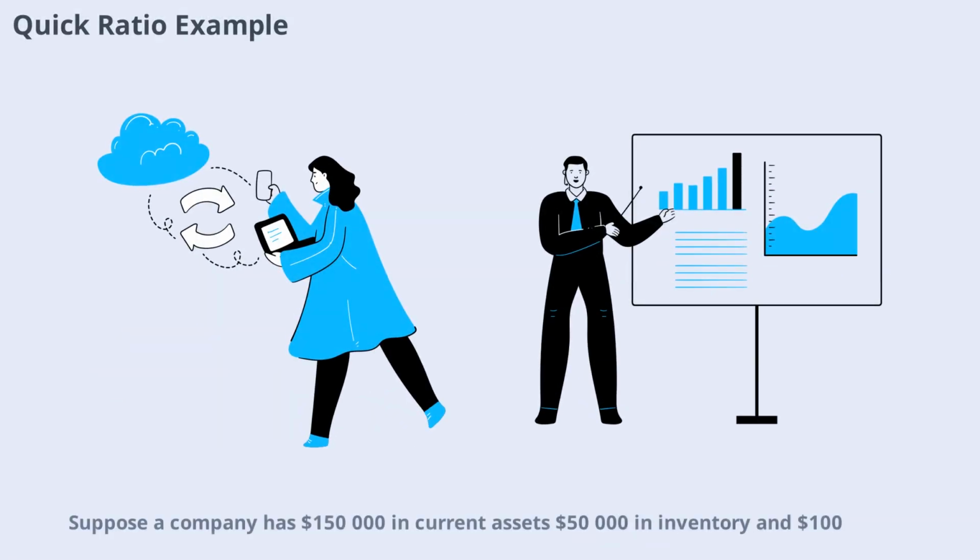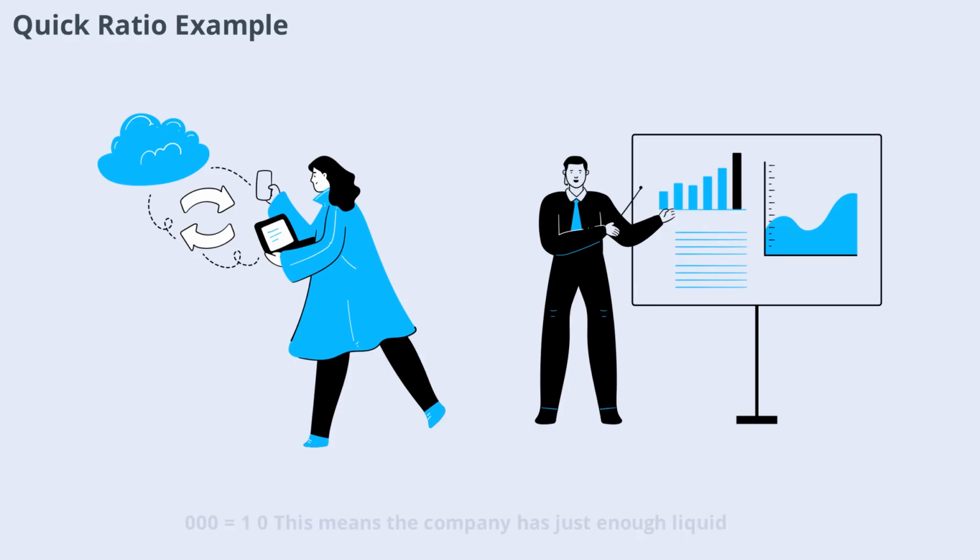Suppose a company has $150,000 in current assets, $50,000 in inventory, and $100,000 in current liabilities. The quick ratio would be (150,000 - 50,000) / 100,000, which equals 1. This means the company has just enough liquid assets to cover its short-term debts without selling inventory. If the quick ratio is much lower than the current ratio, it may signal that a company relies heavily on inventory to meet obligations. Next, we'll move on to profitability ratios.